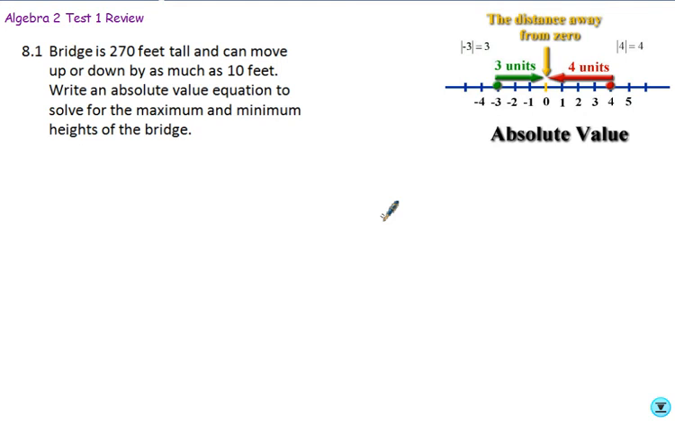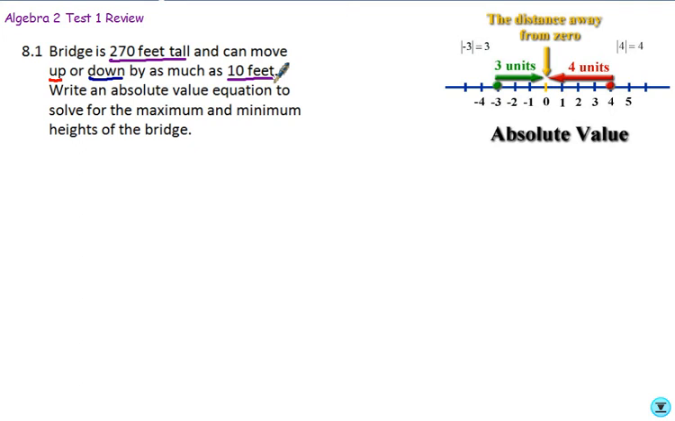Alright, so let's take a look at number 8. It says the bridge is 270 feet tall and can move up or down by as much as 10 feet. So 270 feet tall, and then it can move up or down. So it can move up or down by as much as 10 feet.